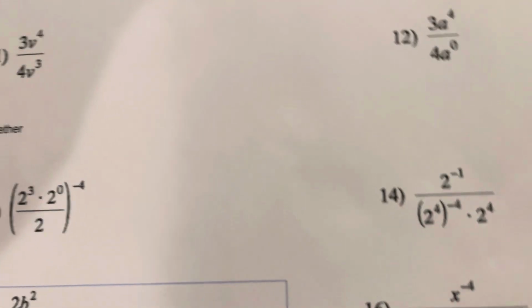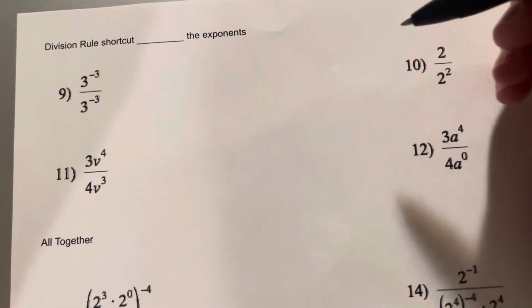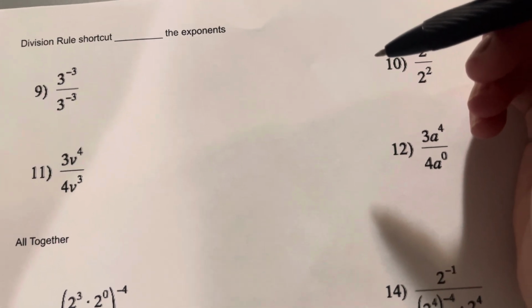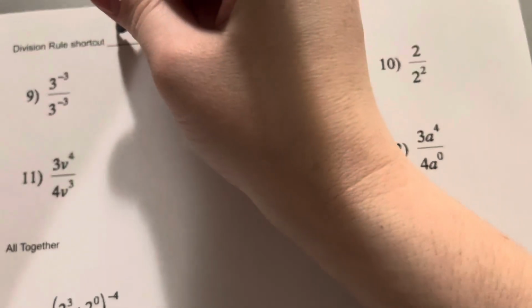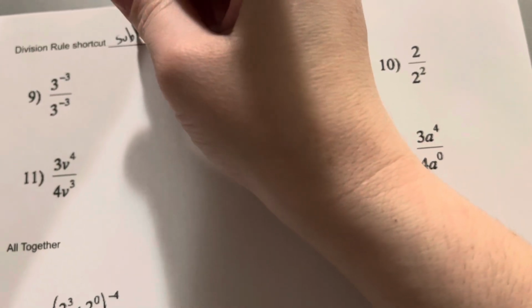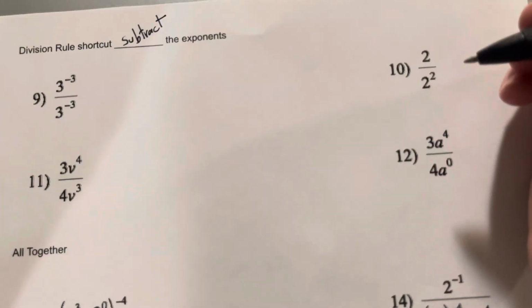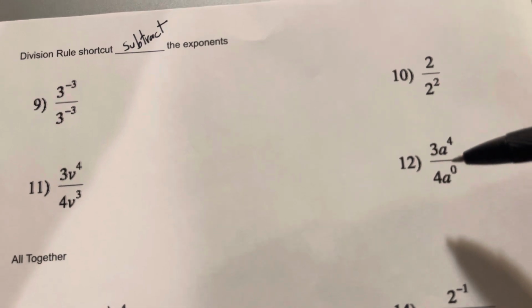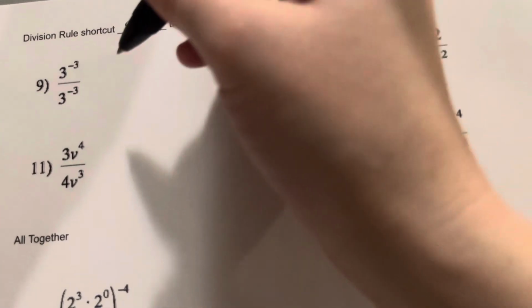We're going to take a look at our last rule, the division rule. The shortcut here is to do what with the exponents? Subtract the exponents. Okay, so now your job is to do 9, 10, 11, and 12. Go. All right, let's see how you did.